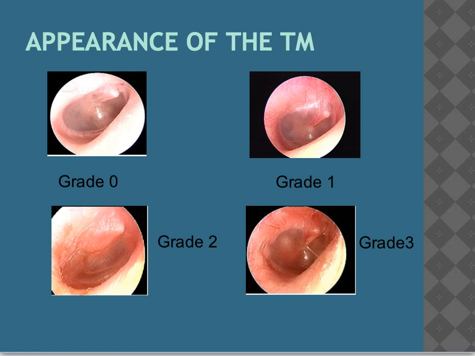Grade 2 in the bottom left is also not considered otitis media. While there is some erythema and an air fluid level, the fluid is clear without opacification. Grade 3 in the bottom right is also not considered acute otitis media. There is an erythema, an effusion, but no opacification of the tympanic membrane.